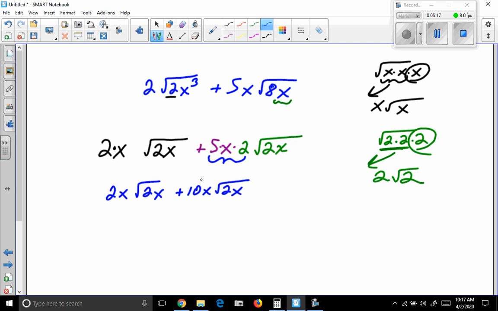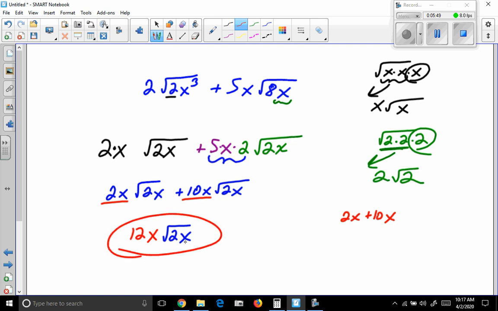So yes, since these are both square roots of 2x, we can combine these. So if we want to know how many square roots of 2x we have, we have 2x of them and 10x more of them. So we add our coefficients together, 2x plus 10x. Well, how do we add those together? They're both x to the first, so we keep our x and add the coefficients, 2 plus 10. So 12x is how many square roots of 2x we have.